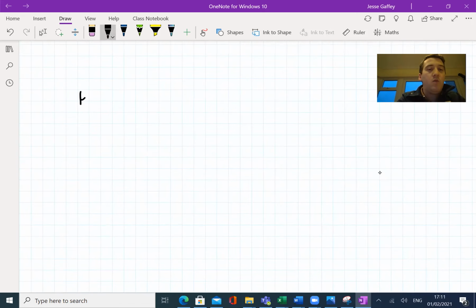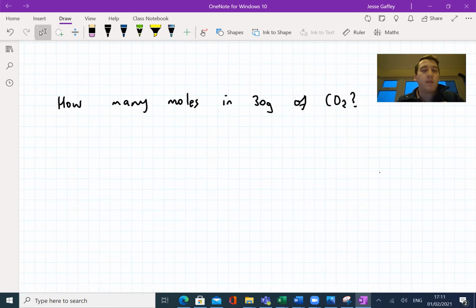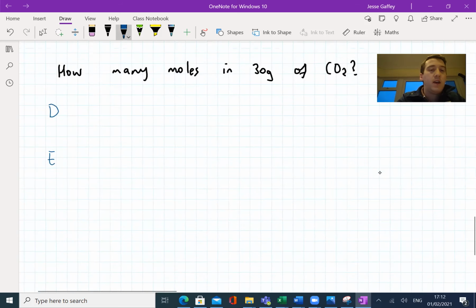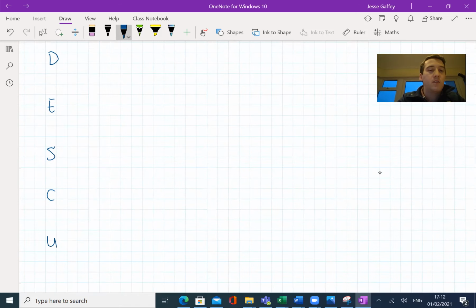Say we want to know how many moles are in 30 grams of CO2. So we have a problem, we want to find it out. We use the DESCU method, D-E-S-C-U. And how this works is we write the letters D, E, S, C, and U down the side.